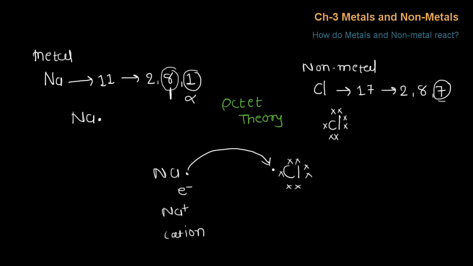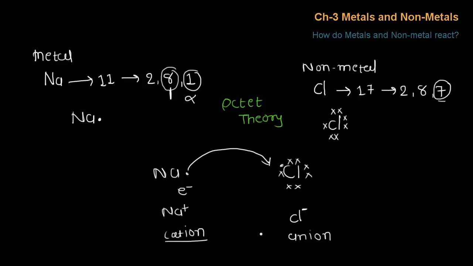Chlorine has gained 1 electron. If anything gains an electron, then what charge does it have? We all know, if anything gains an electron, then it will have the negative charge. Here chlorine is gaining 1 electron, so Cl minus. It will be called an anion. So here sodium has given 1 electron and chlorine has taken 1 electron.